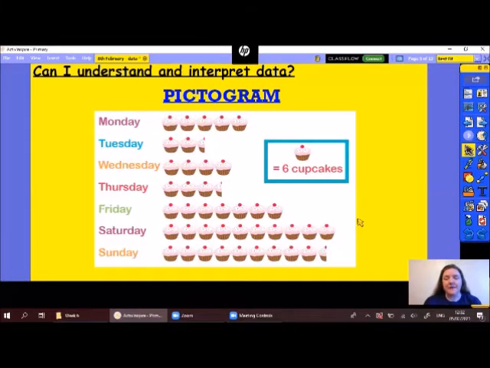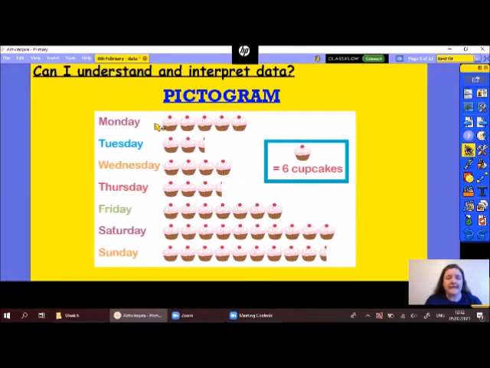The next one is a pictogram, and a pictogram is made up of pictures. And it looks a lot like a bar chart in the same way that the longest line of pictures will show you the amount that's the most, in the same way that the longest bar does in a bar chart. But sometimes in a pictogram, each picture represents a certain number of things.